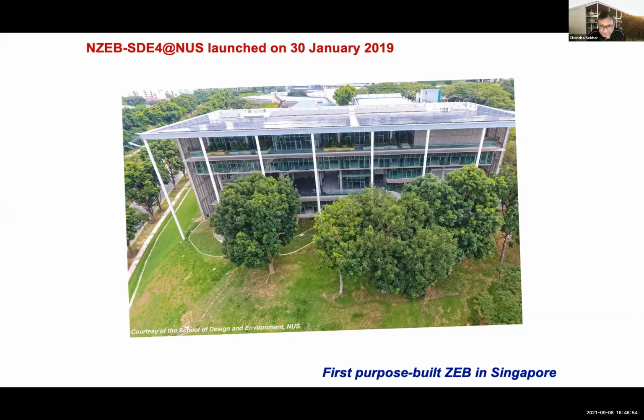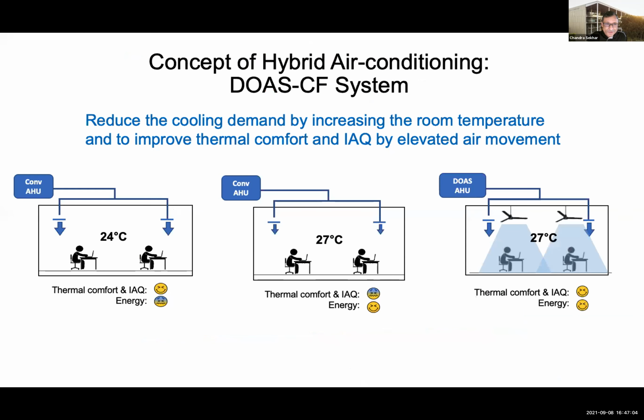We have something called a DOAS, a dedicated outdoor air system, that's coupled with ceiling fans. This is our building, the first purpose-built net zero energy building in Singapore. It's our own school building. We call this the SDE4. And what we do here is this concept of hybrid air conditioning.